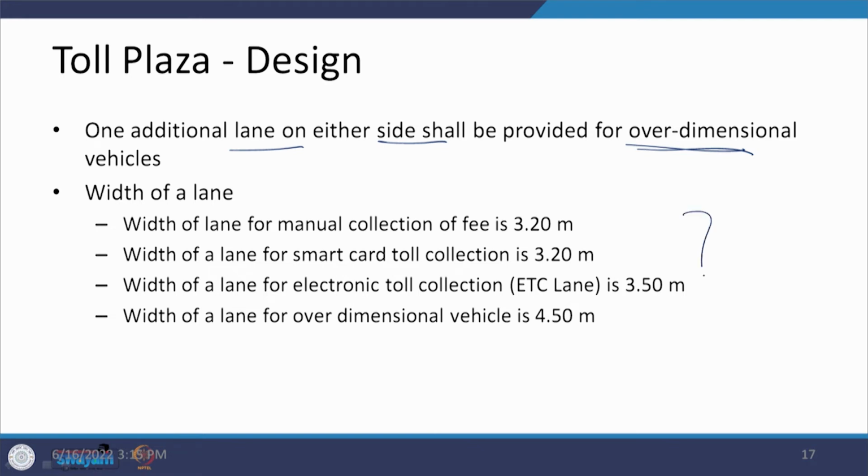Now, when we look at the width of these lanes, the width in terms of manual and smart card is 3.2 meters. For ETC lane, it is 3.5 meters. For over dimensional vehicle, it is 4.5 meters.